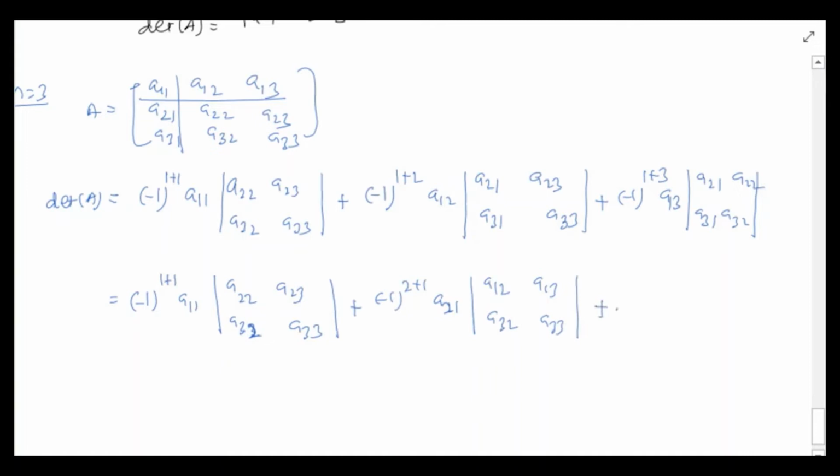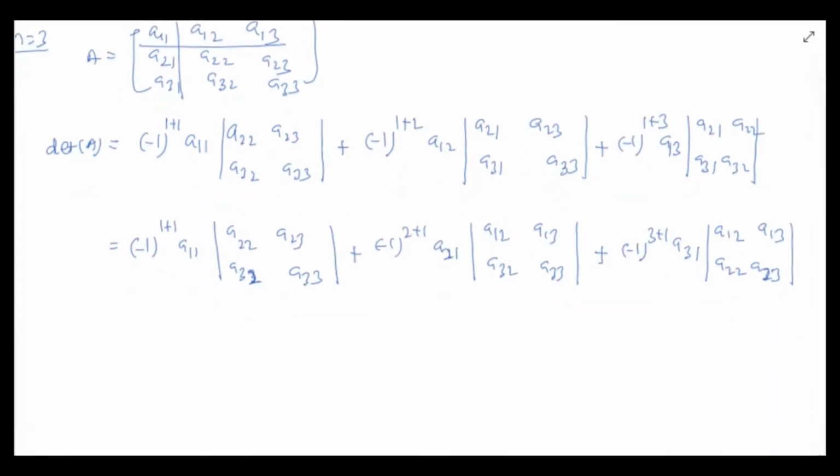Next, I'll go to the third entry of the first column. So I'll have minus 1 raised to 3 plus 1, A31. Now I'll ignore the first column and third row. So the submatrix that I'll have to consider is A12, A13, A22, A23. So this is how I'll write determinant of A using determinants of submatrices while expanding along the first column. I could expand along any row or any column and I'll get the same final answer. Let's see an example.